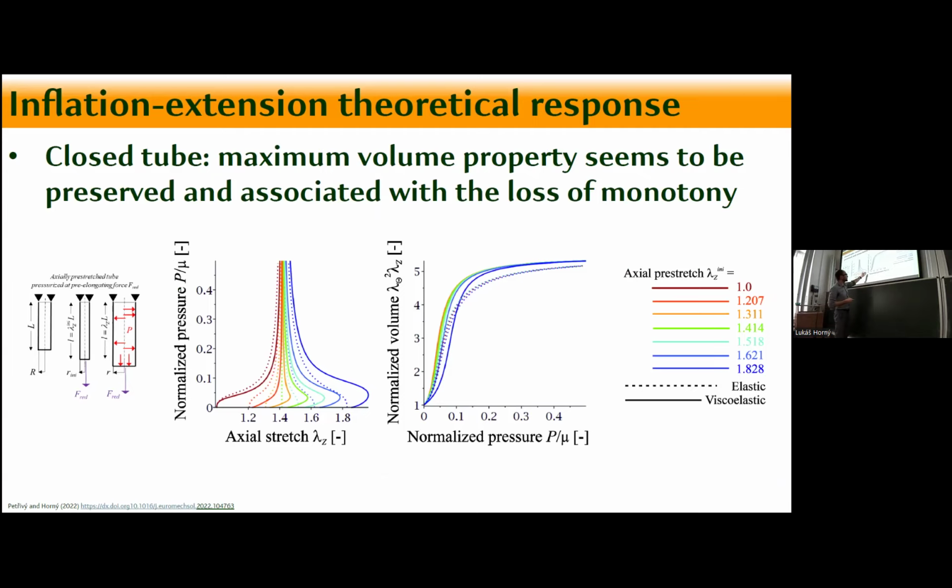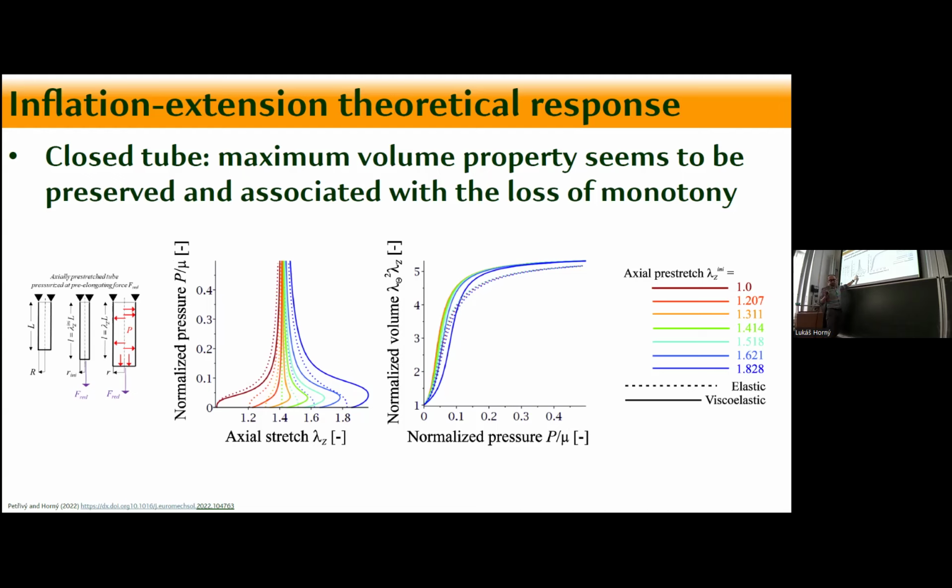Here is the dependence of the normalized volume on the normalized pressure, and we see something interesting again happens. There is some response which shows the highest relative volume in the tube, but now it is not the response associated with originally elastic behavior, because that is the green one. The highest amount of volume is achieved in the red response. When we compare the responses, we can realize what's going on. This is the response which remained without the effect of loss of monotony.